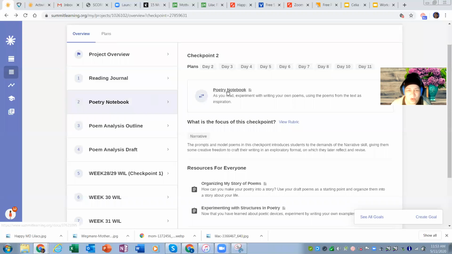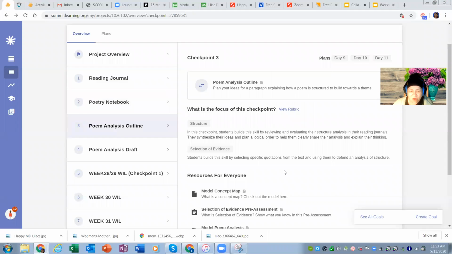So the notebook is taking notes for yourself, brainstorming some ideas of what you could write about. Maybe it's about your pets. Maybe it's about a sport that you like, or an instrument that you play, or something about you. That's what you're writing your poetry about.